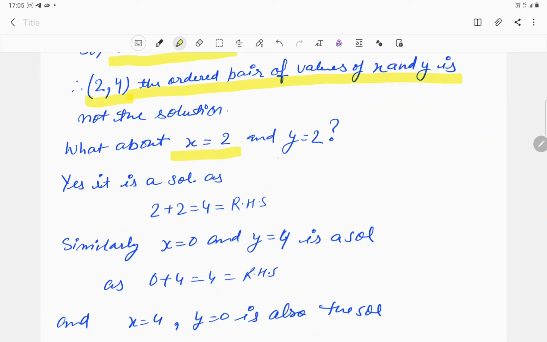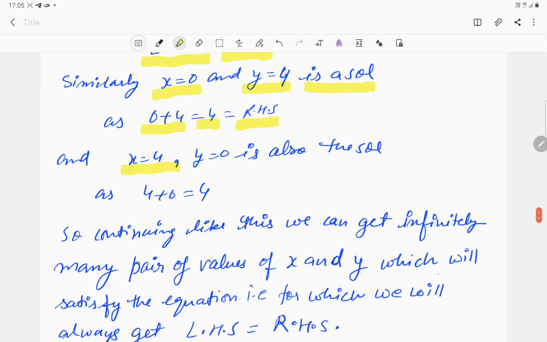What about x equal to 2 and y equal to 2? Yes, it is a solution, as 2 plus 2 is 4, which is equal to our right hand side. Similarly, x equal to 0 and y equal to 4 is a solution, as 0 plus 4 is also equal to 4, which is our right hand side. And what about x equal to 4 and y equal to 0? This is also a solution, as 4 plus 0 is 4.